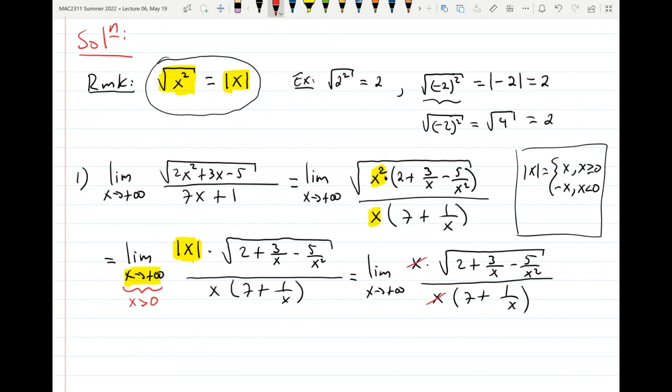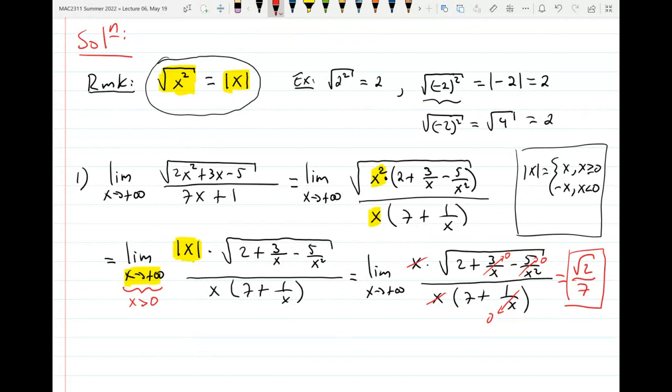And as you know, all those little fractions with x's in the bottom, they will go to 0 when x approaches infinity. So this becomes 0, this one becomes 0, this one goes to 0. So in the top, what survives? The square root of 2, and in the bottom, what survives? 7. So the answer to the first problem is square root of 2 over 7.